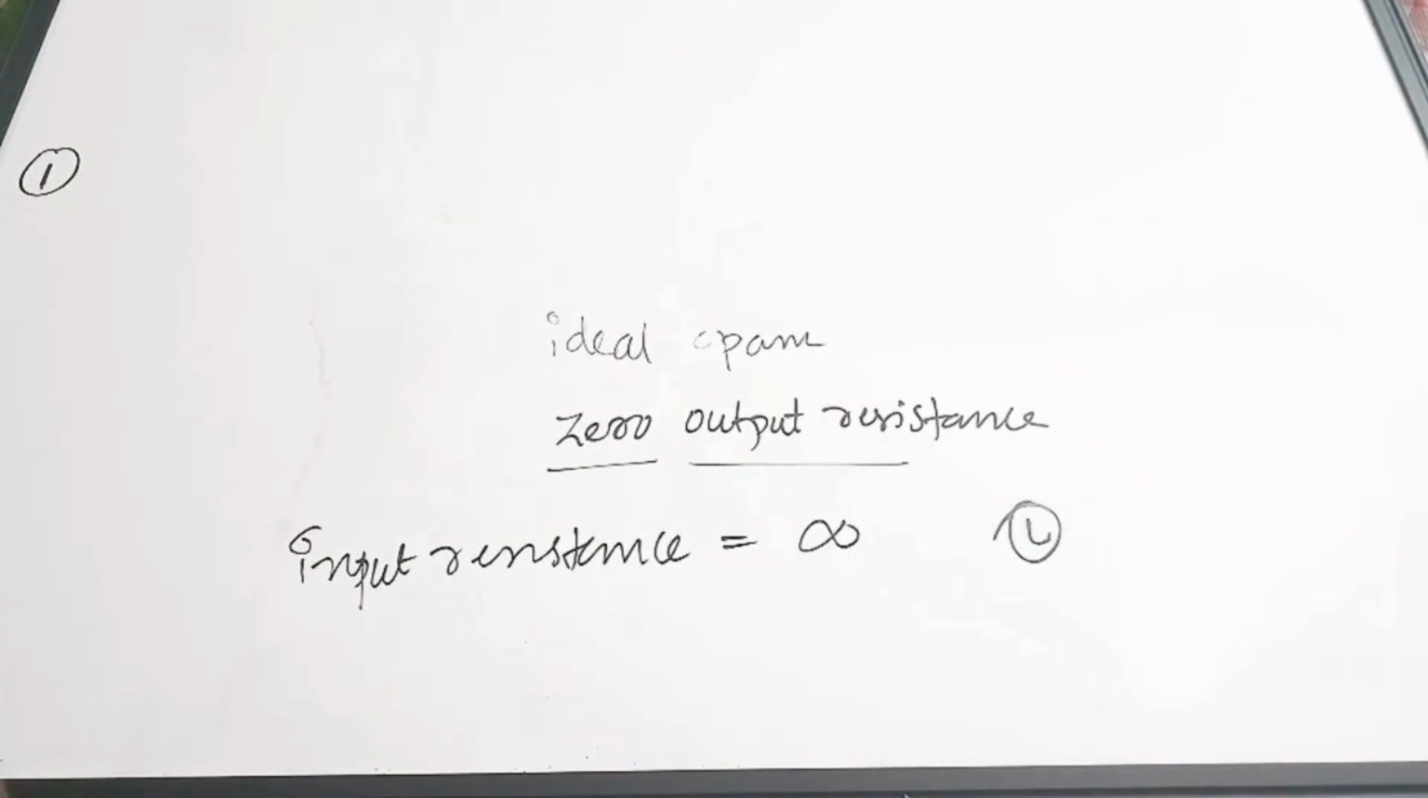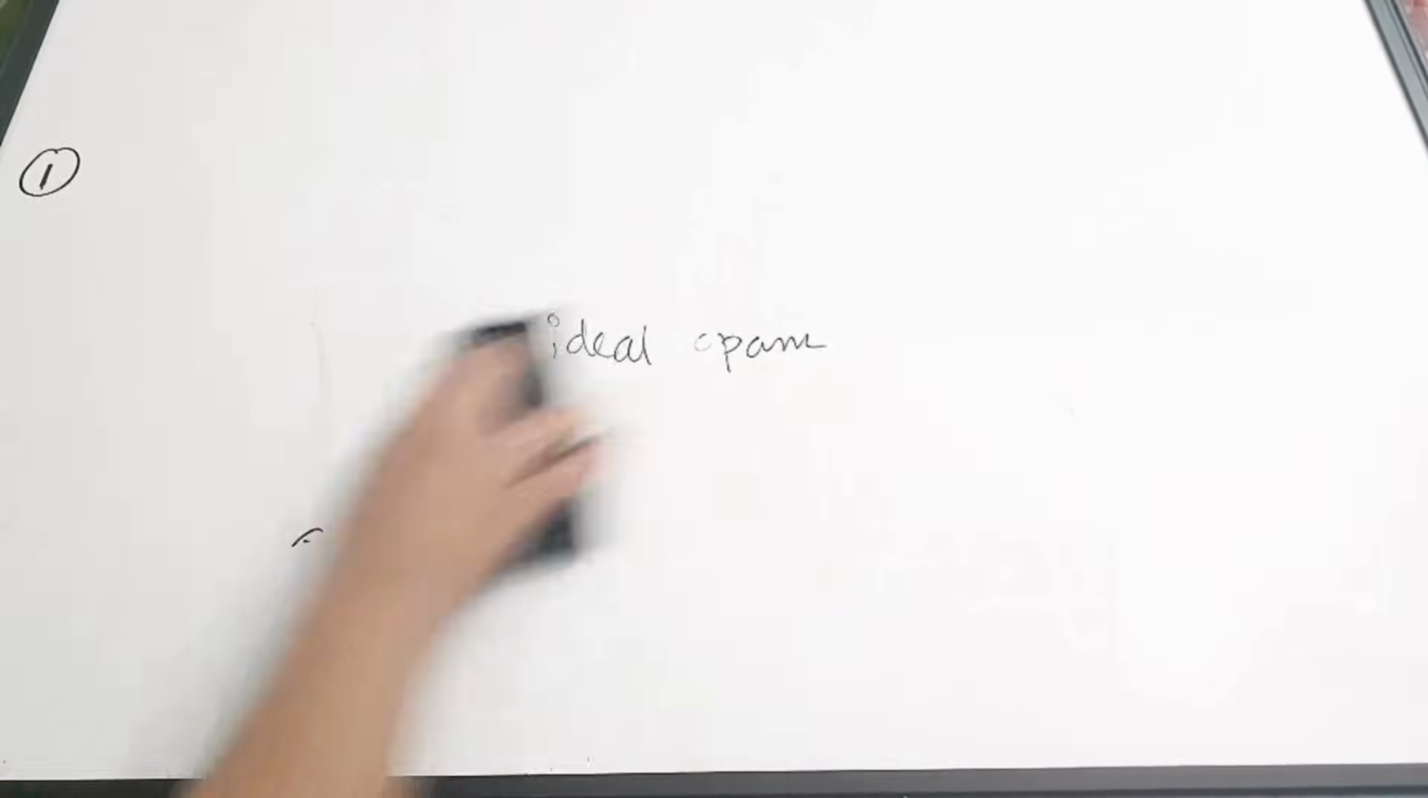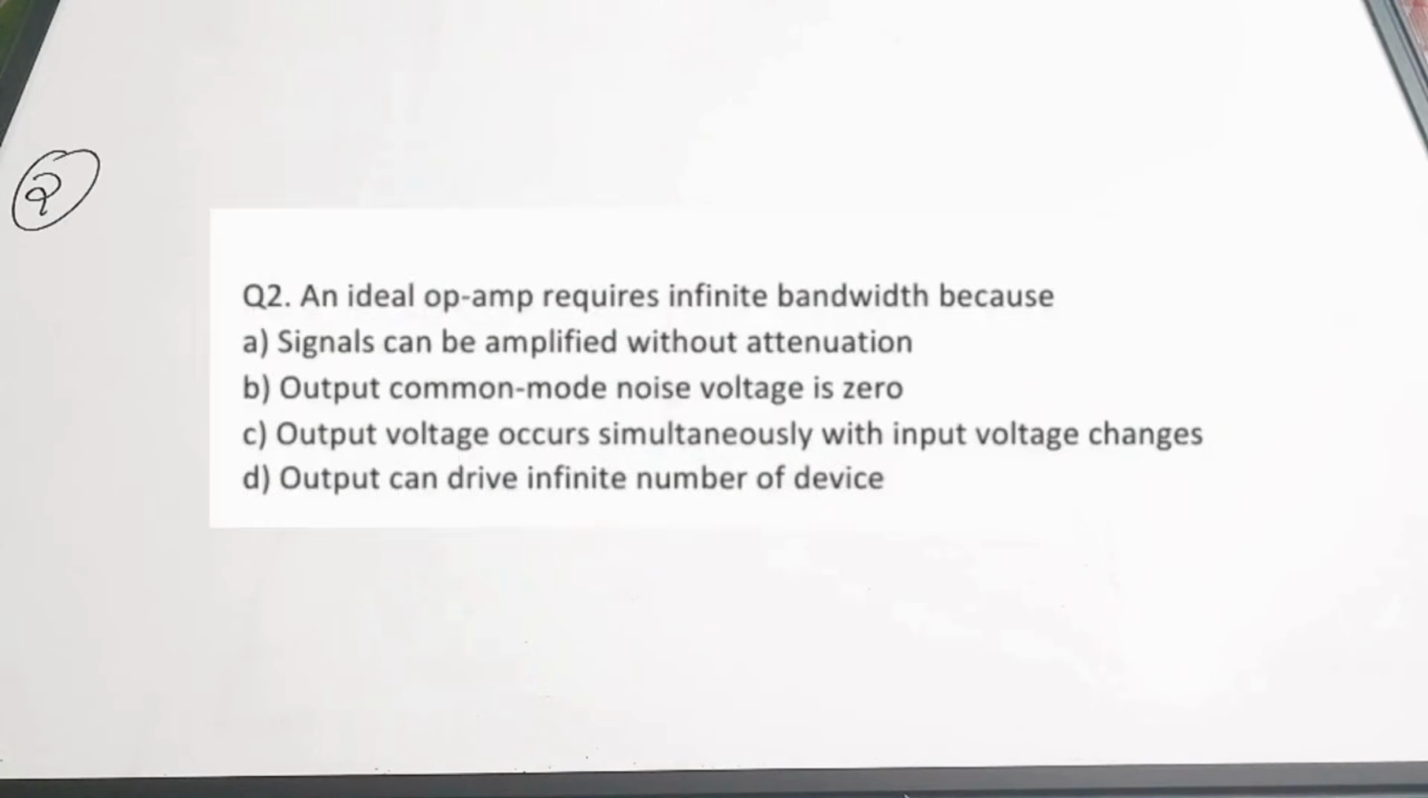So moving on to the second question. An ideal op-amp requires infinite bandwidth because dash. A, signals can be amplified without attenuation. B, output common mode noise voltage is 0. C, output voltage occurs simultaneously with input voltage changes. D, output can drive infinite number of devices.